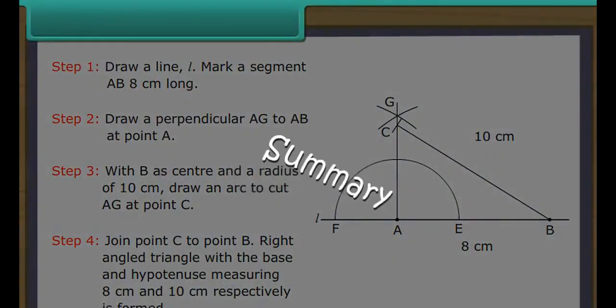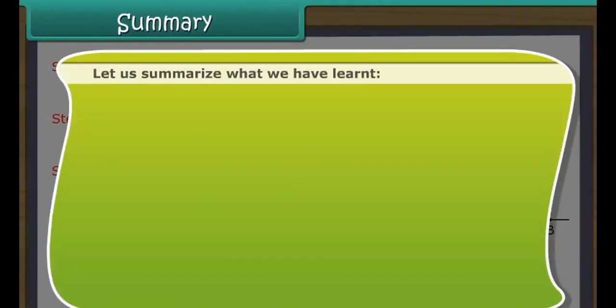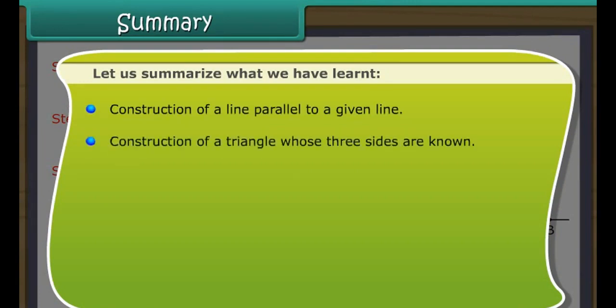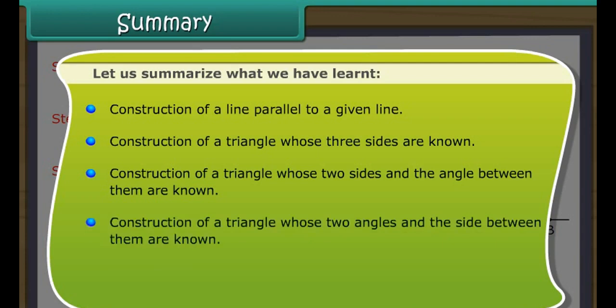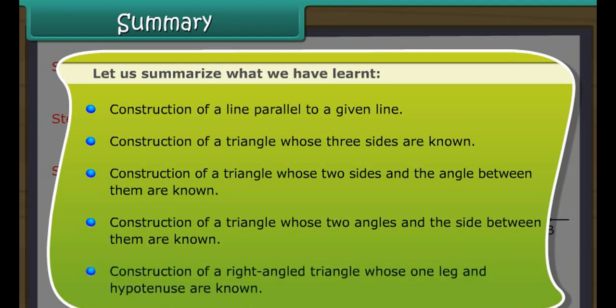Summary. Let us summarize what we have learned. Construction of a line parallel to a given line. Construction of a triangle whose three sides are known. Construction of a triangle whose two sides and the angle between them are known. Construction of a triangle whose two angles and the side between them are known. Construction of a right-angled triangle whose one leg and hypotenuse are known.